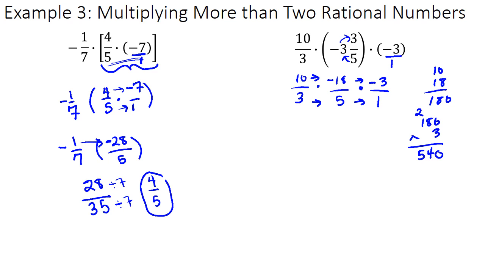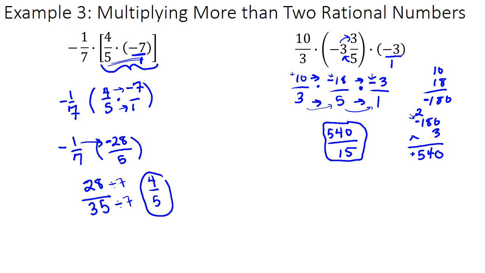Now I just need to make sure that I have my signs correct. A positive times a negative would have made this -180. This -180 times this -3 right here would have given me a positive answer, which means my answer should be positive 540. So I have 540 over 3 times 5, which is 15, times 1, which is going to be 15. So 540 over 15 is my answer.